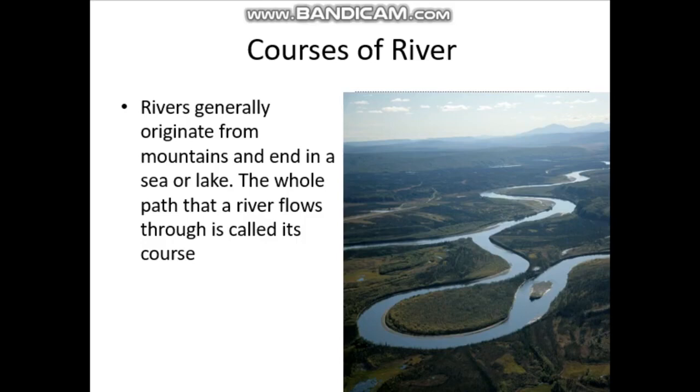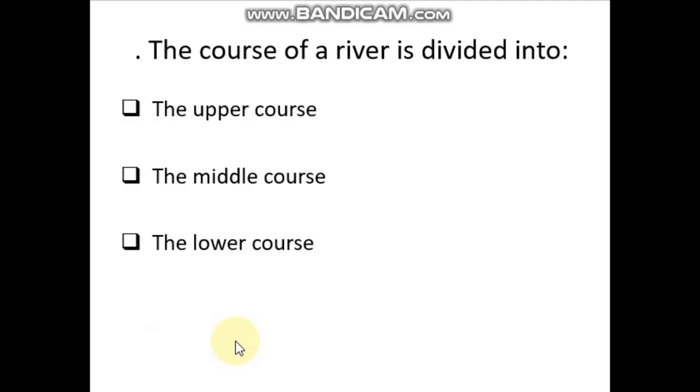Courses of a river. Rivers generally originate from mountains and end in the sea or lake. The whole path that the river flows through is called its course. So we know where the river originates, from the mountains or hills, and where it will end, in the sea or lake. Next, the course of a river is divided into three. What are the three courses of a river? The upper course, the middle course and the lower course.